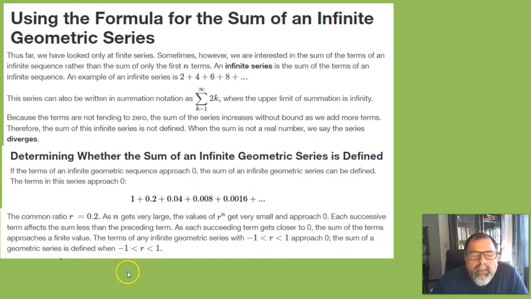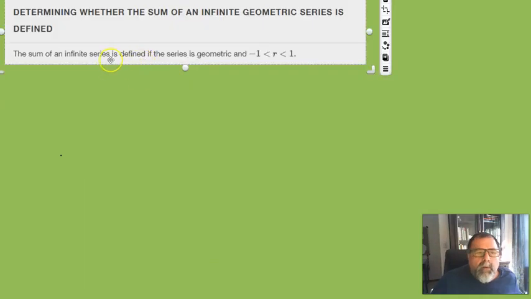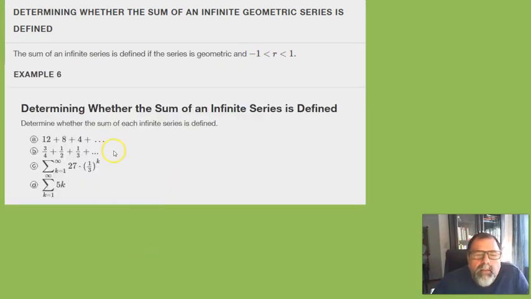Another way to say the same thing is that the absolute value of r is less than 1. So in summary, to determine if the sum of an infinite geometric series is defined, r has to be between -1 and 1. The sum of an infinite series is defined if the series is geometric, and the common ratio has to be between -1 and 1. So there are two parts. We have to check that it's geometric.